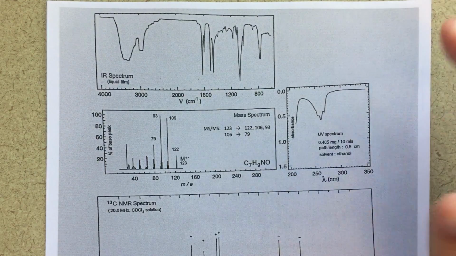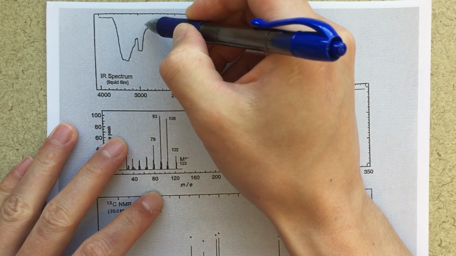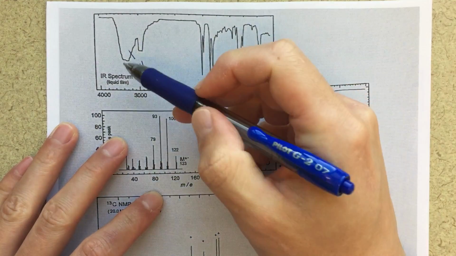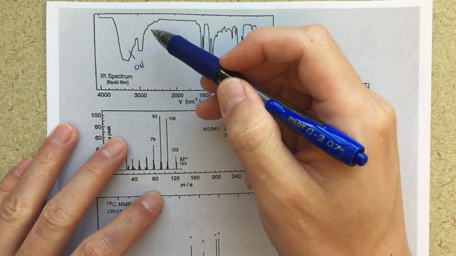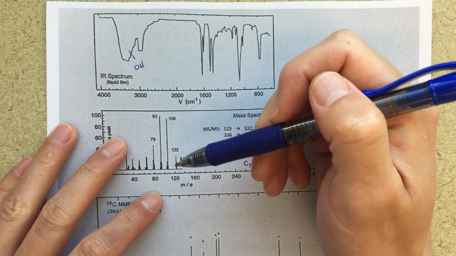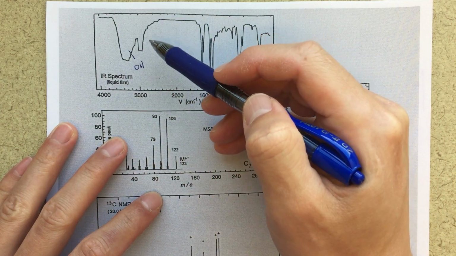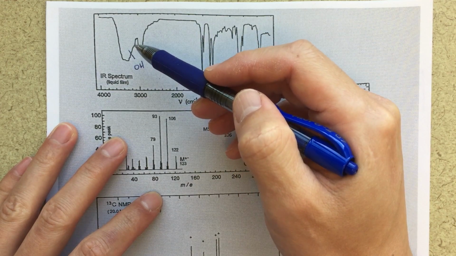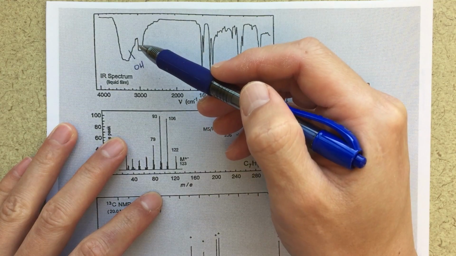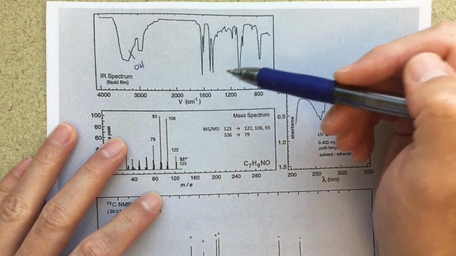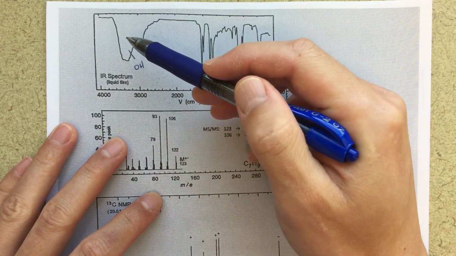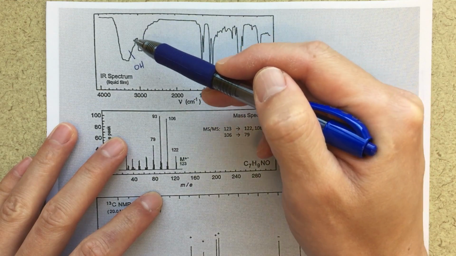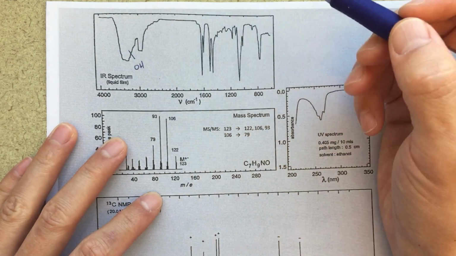The first thing that really jumps out at me on this IR spectrum is this broad peak here. This is very clearly an alcohol OH. An alcohol OH is going to be very broad, and we can tell the difference between an alcohol OH and a carboxylic acid OH, because a carboxylic acid OH will be even more broad. An alcohol OH is centered around 3,200 or 3,300 wave numbers, and a carboxylic acid is centered more around 3,000. So for me, this is pretty clearly an OH.